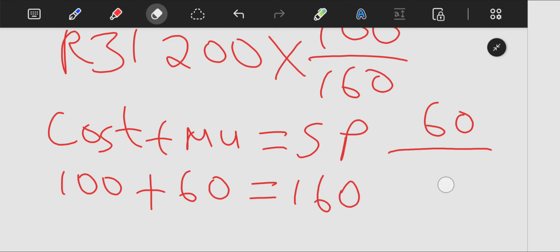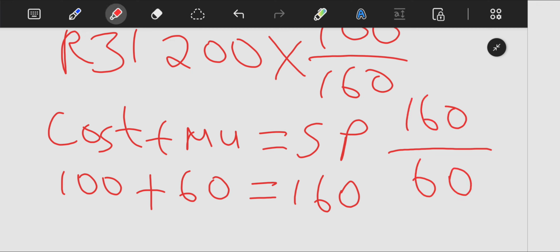Also the other way around. If you were given cost of sales and you need sales, you will say 160, what you are looking for, divide by what you are given. If you are given the profit, we use markup, and you are looking for sales, what you are looking for on top, divide by what you have.